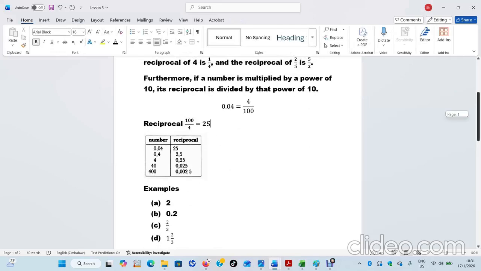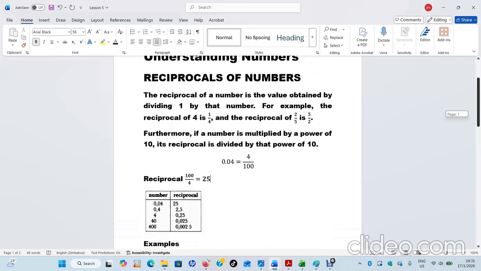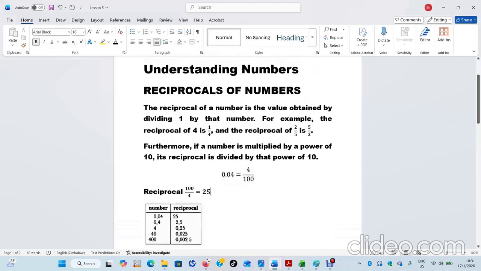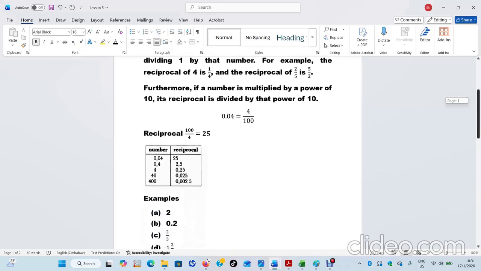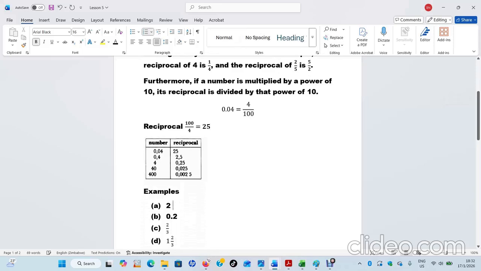But now, how about the reciprocal of 0,4? We have multiplied that 0,04 by 10. So we are saying if you multiply by 10, then the reciprocal is divided by 10. So the reciprocal of 0,4 is 25 divided by 10, which is 2,5. You can see there on the table. And then we multiply that 0,4 by 10, you get 4. Then the reciprocal is 2,5 divided by 10, which is 0,25.